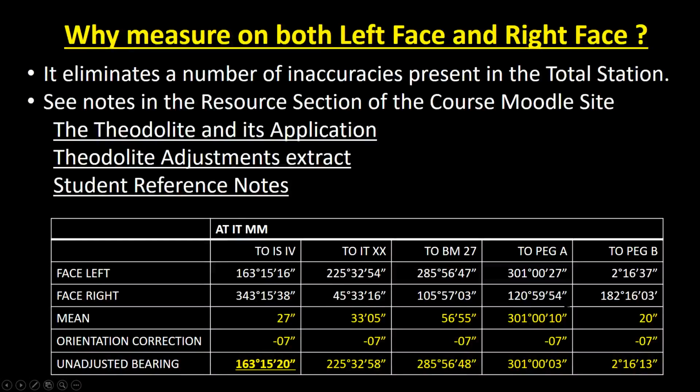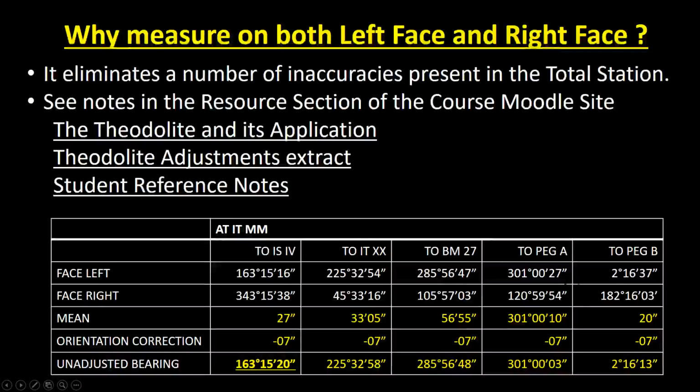120, 59, 54. Oh, it's going through a degree as well. So 6 up to the 20 is 33. Half the 33 is roughly 16. Okay, take 16 off, or maybe 17, 301, 00, 10, and then take the 7 off, 301, 00, 03. So yeah, pretty tricky one there. 37 and 3, both on the same there. That's 40, half of that's 20, minus 07, 2 degrees, 16, 13.